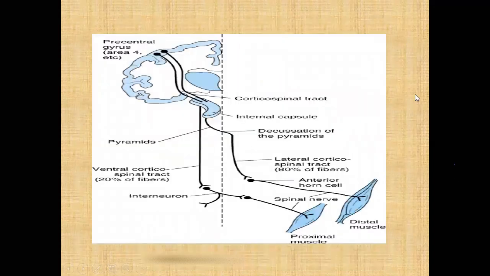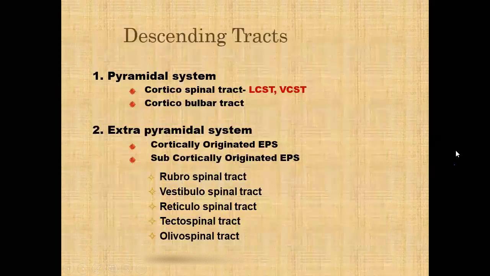Again, I have put a diagram. You can see right from the beginning, the area 4, which programs the plans of the motor system. Here it is coming down. You can see from here it starts. Here, this is the internal capsule. It comes down. From here, most of the fibers get crossed, decussation at the level of the pyramids in the medulla, and coming to the opposite side, and then they affect the distal muscles, etc.